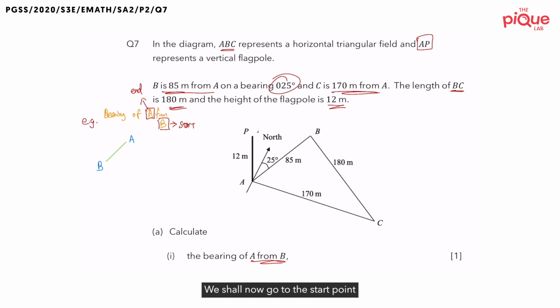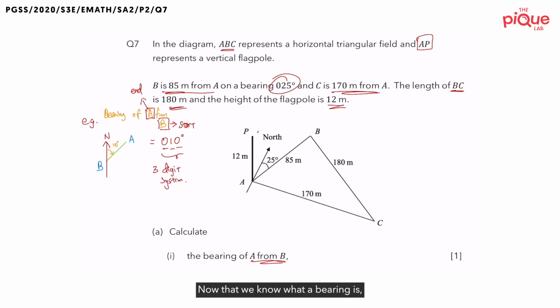We shall now go to the start point and draw in a north direction, which is typically drawn in a vertical direction as shown. Now, if we are interested in the bearing of A from B, we will draw a clockwise angle starting from the north direction and we stop when it touches the green color line. So let's say this angle is 10 degrees. We say that the bearing of A from B is 010 degrees. This is what it means by a 3-digit system.